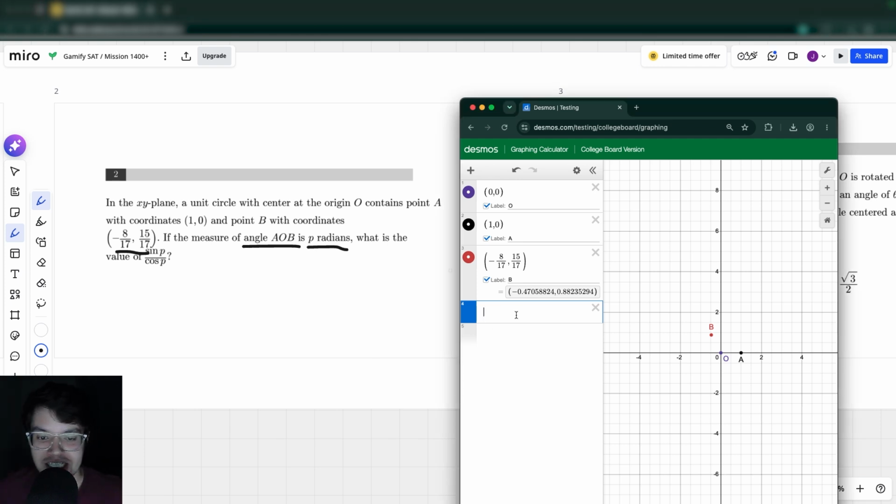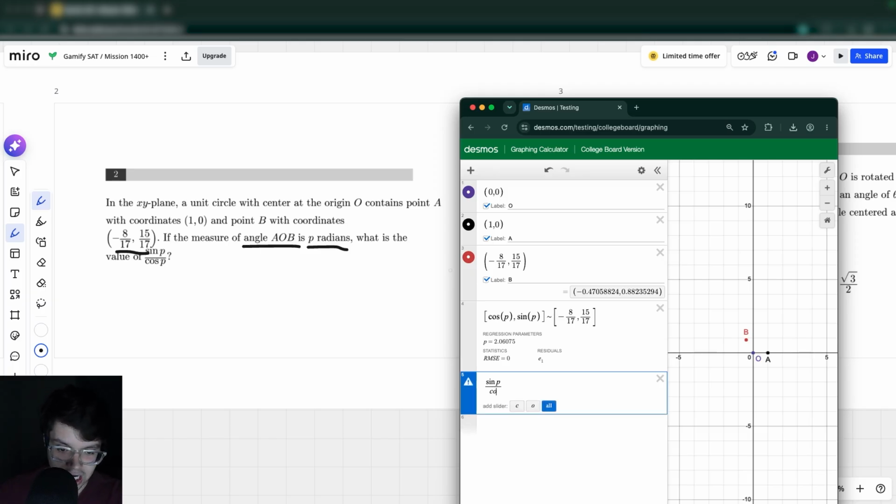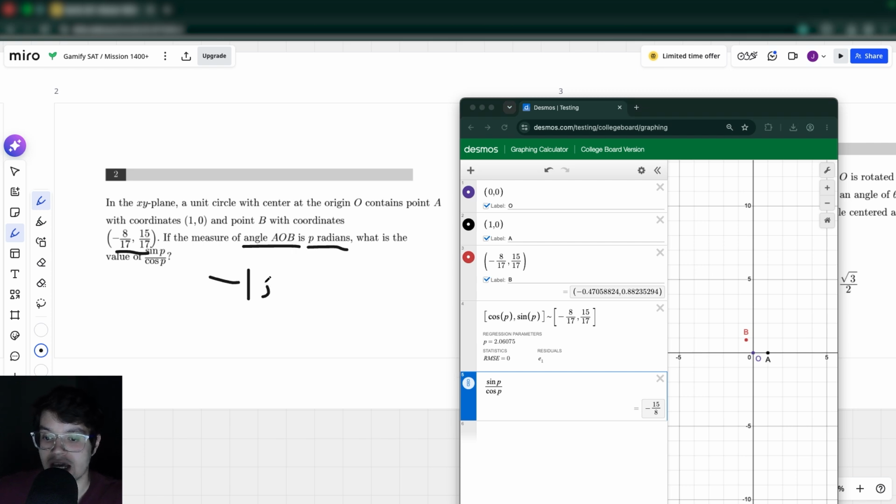One way we can do it is to make a system of equations using Desmos regression. So we could say here's something like cosine of P and then sine of P, and then we have to say that these must be equal to this exact thing over here. That should make sense if you understand what we've been doing. We're trying to see what value makes both of these true. Cosine would be the x unit, sine would be the y. We see here that the one that makes both those true would be 2.06. So therefore, we can just use that and say sine of P divided by cosine of P would be negative 1.875, which is equal to negative 15 divided by 8.